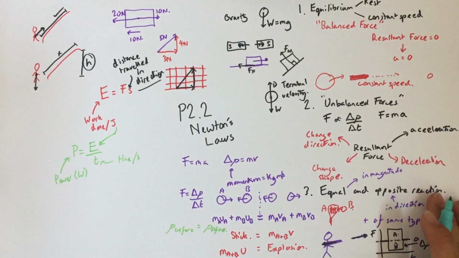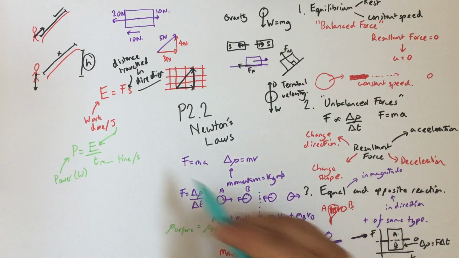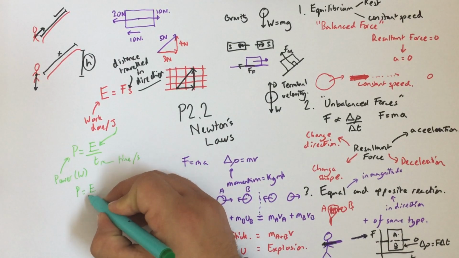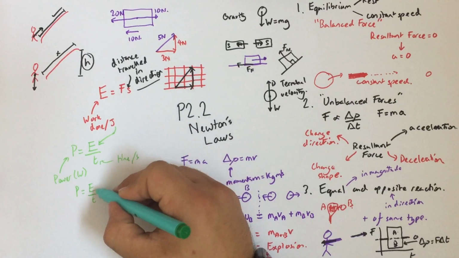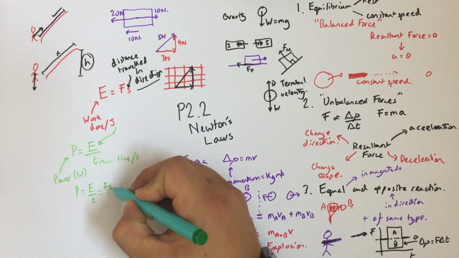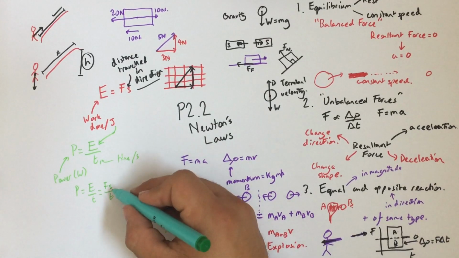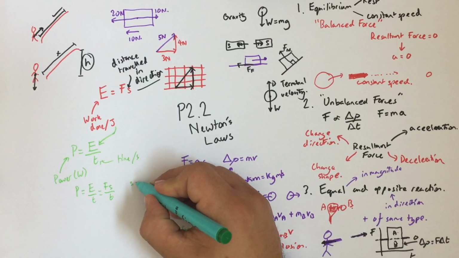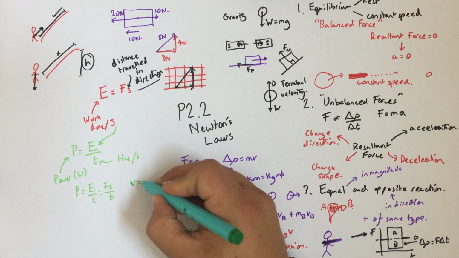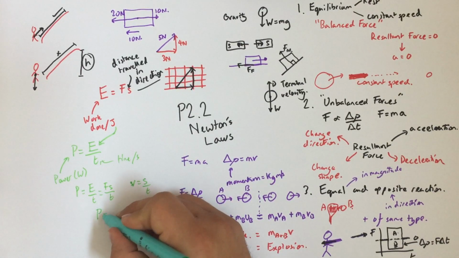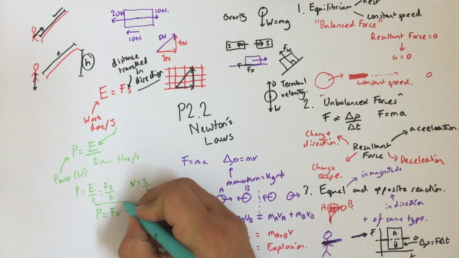In this topic, there's also an equation for mechanical power, because what we can do is put these two equations together. So we can get power is energy divided by time. We know that energy is force times distance, divided by time, and distance divided by time is speed. So speed or velocity is displacement divided by time. So you get a new equation for power, which is specific to mechanical power.